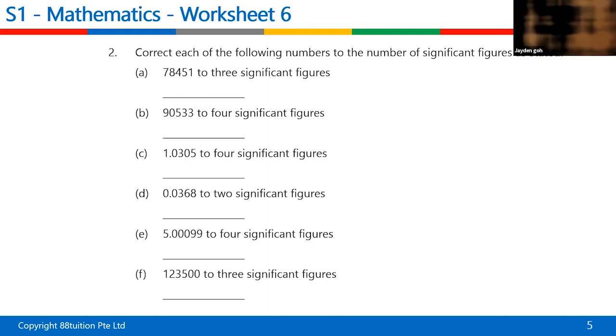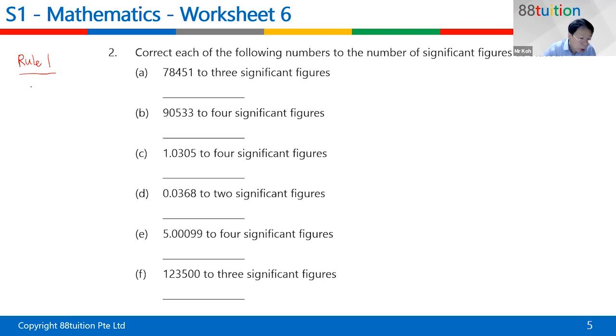So maybe Mr. Go write down rule 1. I write down rule 1 so that you have an idea what rule 1 is, because it's in your book. When it says all non-zero digits are significant, for instance, 193, this will be significant. So this is 3 significant figures. So rule 1 is non-zero digits. Mr. Go write down non-zero digits.